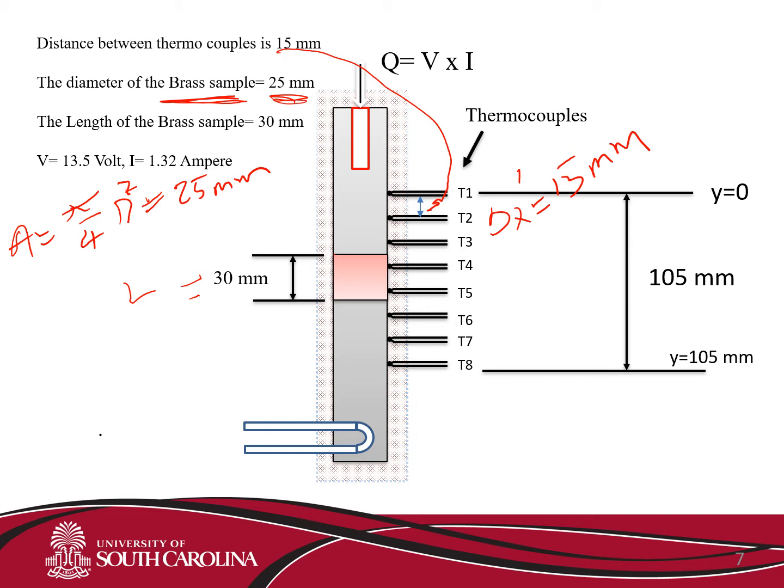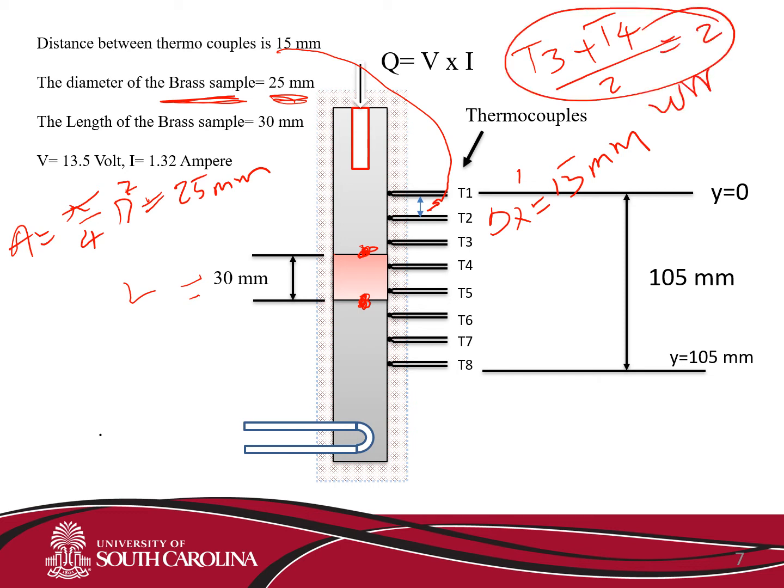So you need to calculate the T hot and T cold. You need to find the temperature here and the temperature here. How do you find T cold and T hot? By using interpolation or extrapolation. It's incorrect if you give me T3 plus T4 over 2, this is wrong. So you need to find the interpolation to find the T hot. This is T hot, and here is T cold.